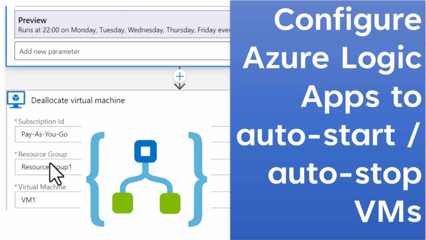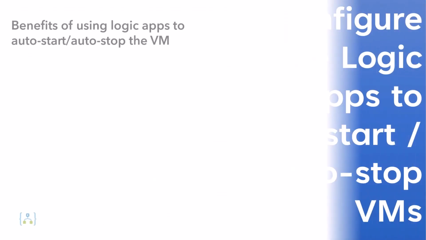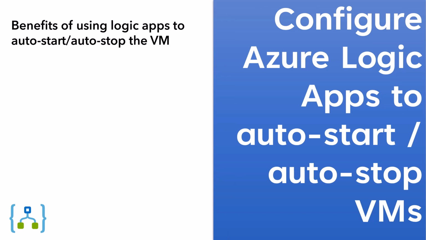In today's world, automated systems are super important for any business. And one of these systems is the automatic start and shutdown of virtual machines in Azure. Using Logic Apps for the auto start and auto shutdown of VMs has several benefits. You can save time and effort by automating the process. You can save a lot by ensuring VMs are only running when they are needed.